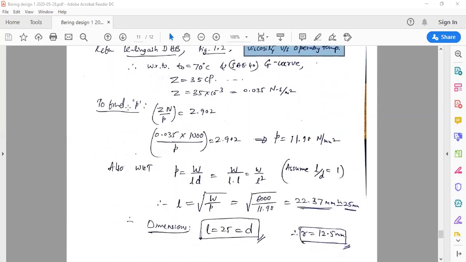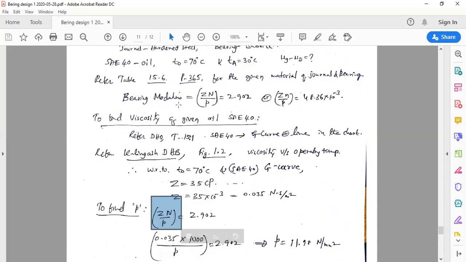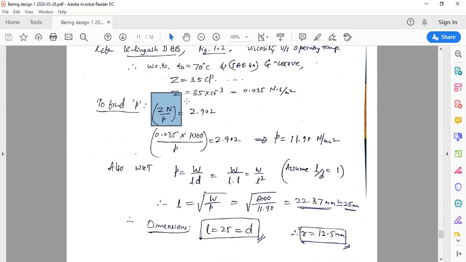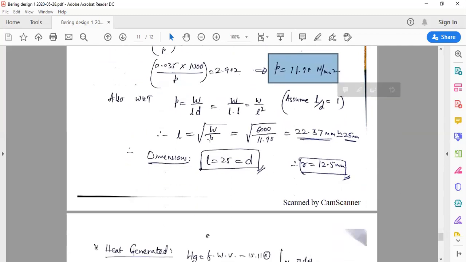Next step is to calculate the pressure value. To calculate pressure value, we know that bearing modulus ZN by P is noted from table number 15.6 of page number 365 of Mahadevan data handbook, that is 2.902. So Z value is 0.035 Newton second per meter square, which is noted from the Lingaya data handbook. N is 1000 rpm, and P is pressure. So P is the unknown value. So calculate the unknown value, that is 11.98 Newton per mm square. So by knowing the value of pressure, now you can calculate the dimensions easily.